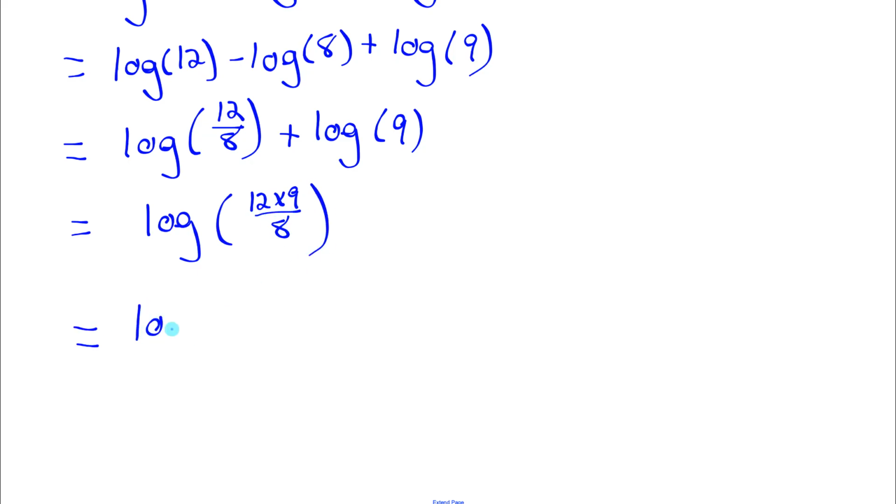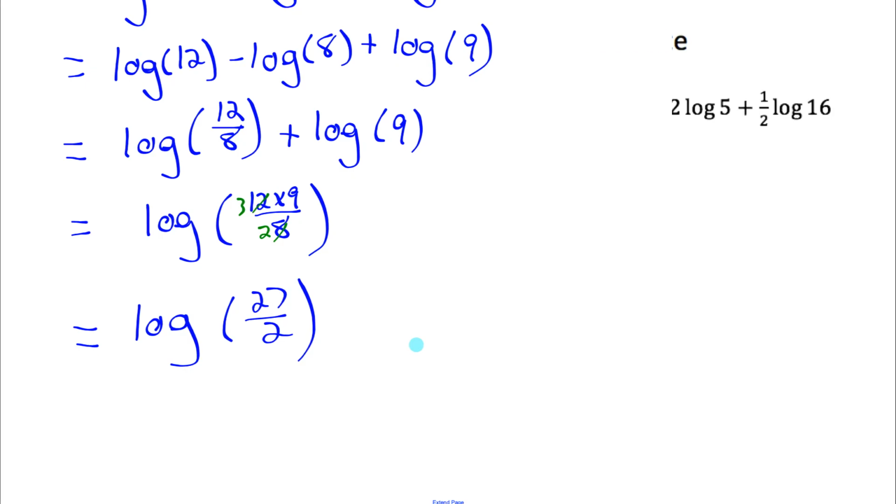And then we should simplify that argument. Well, I know 12 over 8, 4 goes into both of those, into 12 3 times, into 8 twice. So I would have log of 3 times 9 is 27 over 2. So there's my simplified single logarithm.